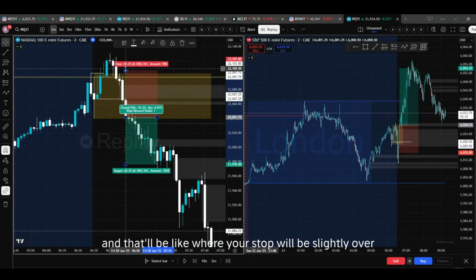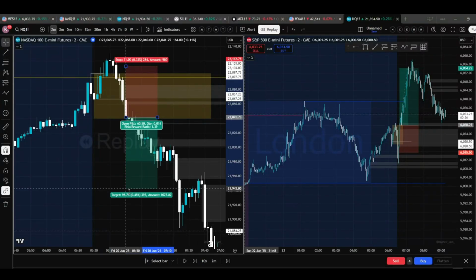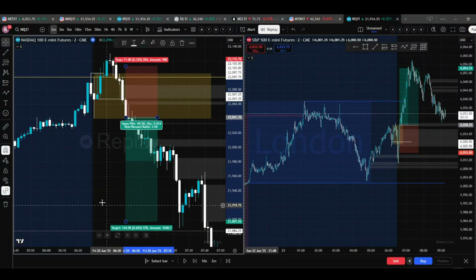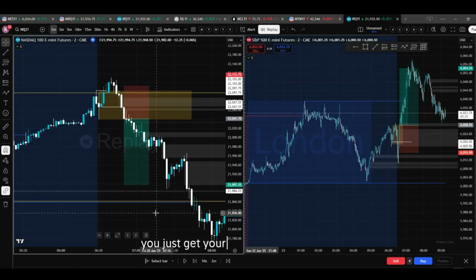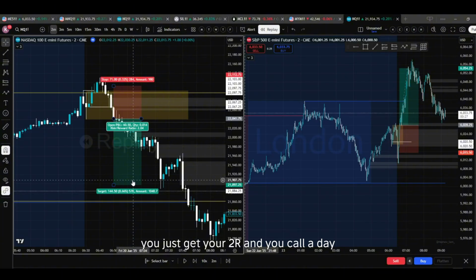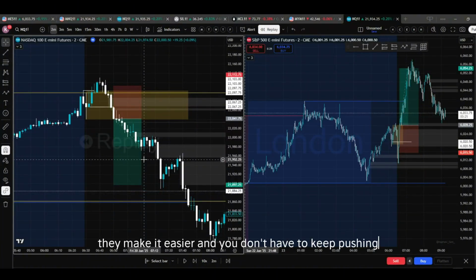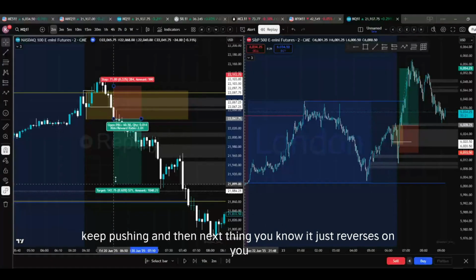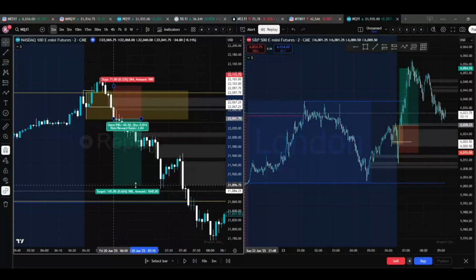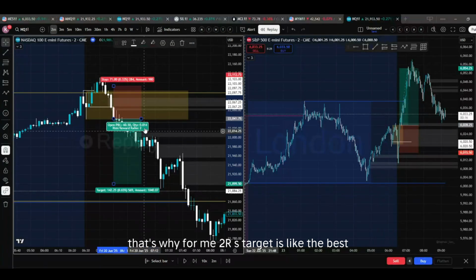And that'll be where your stop will be, slightly over. And then 2R. The reason why I picked 2R is because you don't need a target. You just get your 2R and you call it a day. It makes it easier and you don't have to keep pushing, and then next thing you know, it just reverses on you. That's why for me, 2R as target is the best.